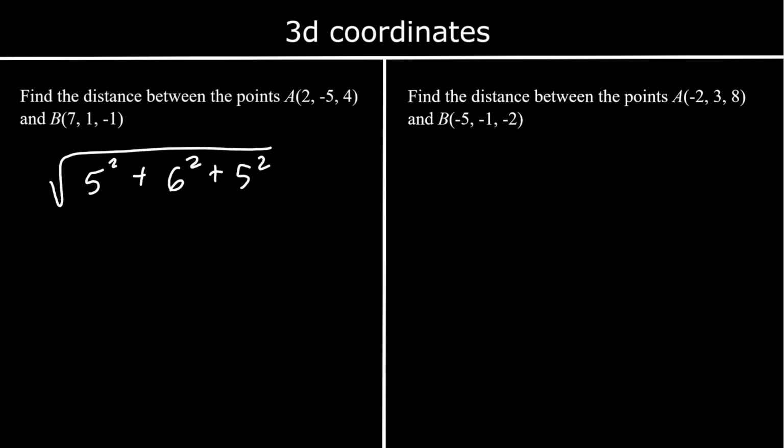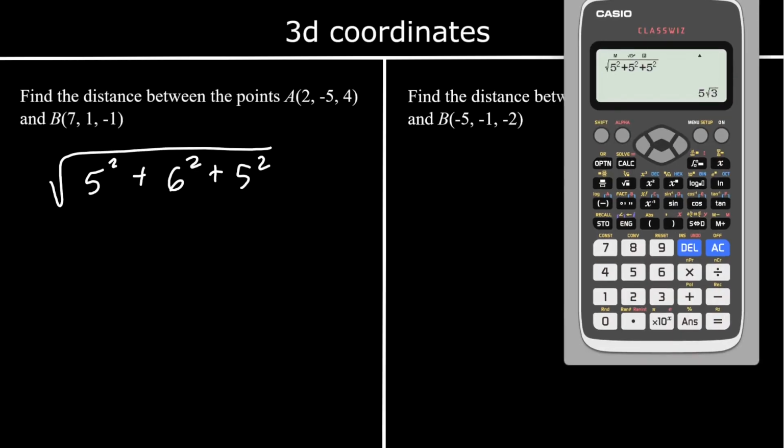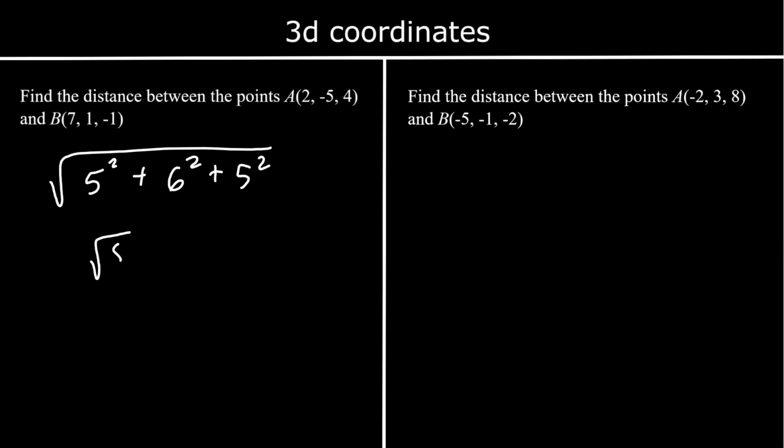So we look at the difference between the coordinates, then square them, add them up, and square root. So again, it's a 3D Pythagoras question. So the square root of 5 squared plus 6 squared plus another 5 squared is square root 86.